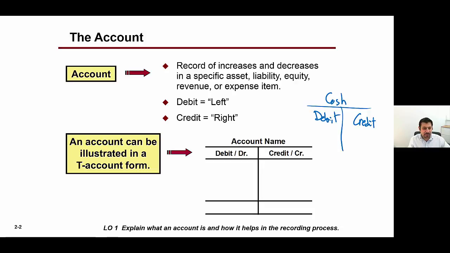You can debit an account, or you put it on the debit side, or you can credit an account, or you can make the entry at the credit side. That would be to the right. And here, you have the debit, the credit, and then here you have the balance.